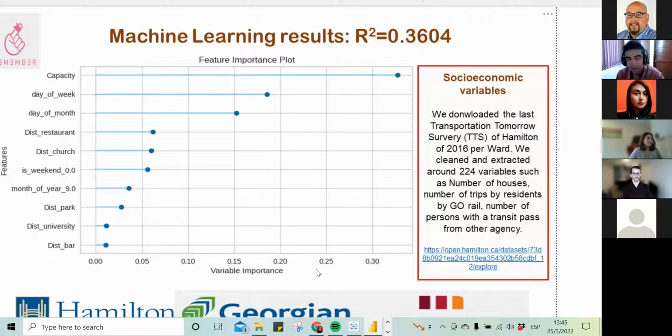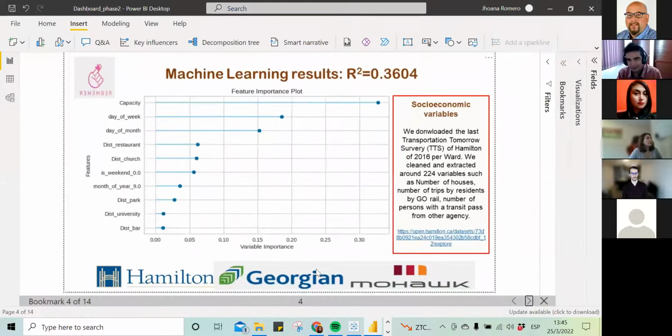And as you can see, for this specific data set for this phase, the result of using a machine learning algorithm, which is gradient boosting, was R squared. R squared tells you that the model explains 36% of your variables' variance. So that's the meaning of this result, which is a little bit low because the data size is low.